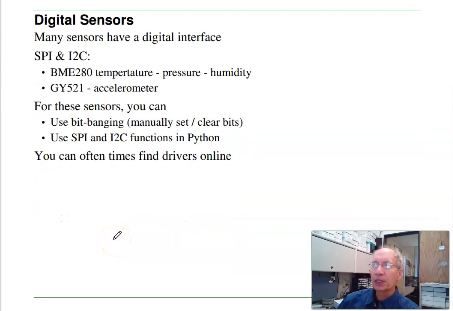Second type of sensor we looked at are digital sensors. Some of these have standard interfaces like SPI and I2C. That'd be like the BME 280, GY521. We were using I2C to read those. For those sensors, you can use bit banging if you really want. Typically, you just use the built-in functions in Python. Or, if you're lucky, there's already a routine written that will read those sensors.